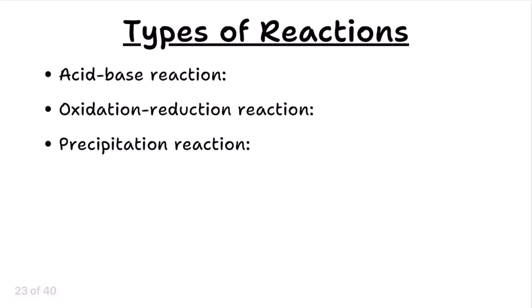And depending on the nature of the reaction, we can classify it into 3 different types. One is the acid-base reaction. The second is the redox reaction, or oxidation-reduction reaction. And the last one is the precipitation reaction. So an acid-base reaction occurs between 2 substances, one is an acid and one is a base, and there is a transfer of protons involved.